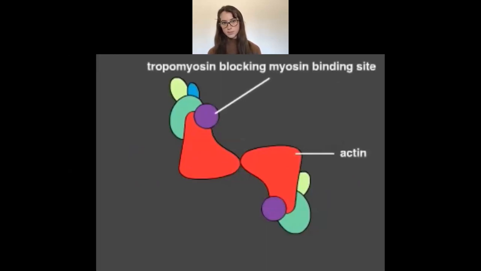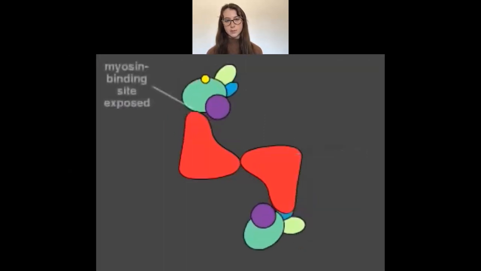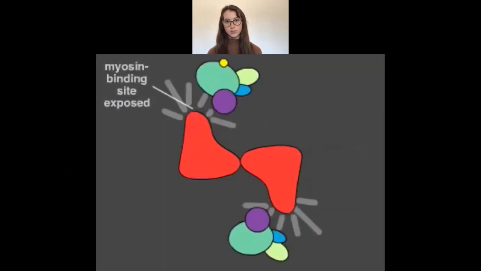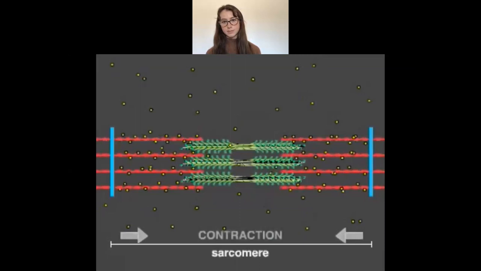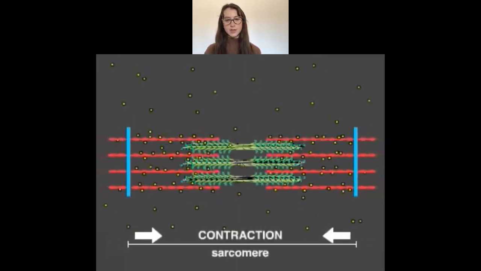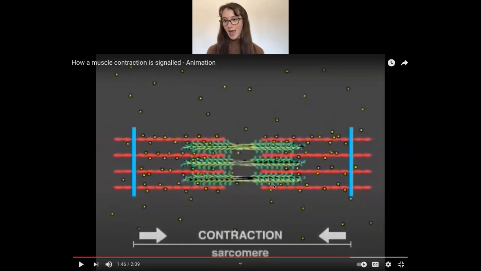When calcium floods the cell, troponin binds to it, moving tropomyosin off the myosin binding sites. Opening the myosin binding site on the actin filaments allows the myosin motors to crawl along the actin, resulting in a contraction of the muscle fiber. So there you see the actin is in red, myosin is in green.